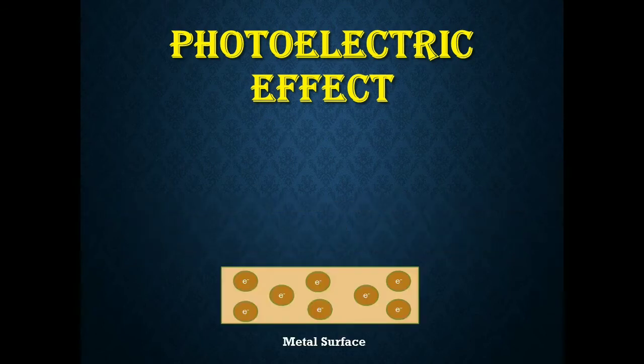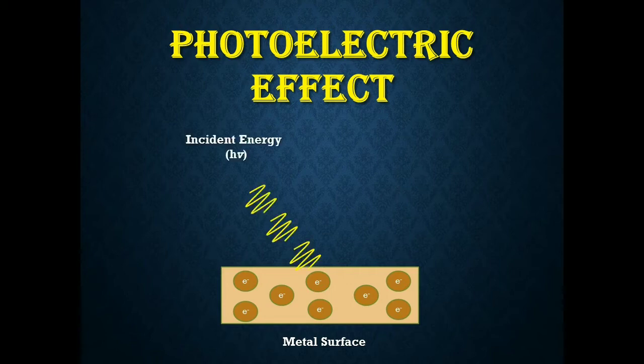Let's take an example. Suppose you have a metal surface. That metal surface consists of atoms. Atoms contain valence electrons, the outermost free electrons. So what happens when light of a threshold frequency, with energy E equals h nu, or light having threshold frequency nu naught, is incident on a metal surface? It knocks the outermost electrons and ejects them from the metal surface. That phenomenon is called the photoelectric effect.